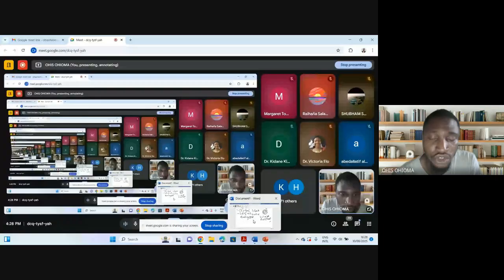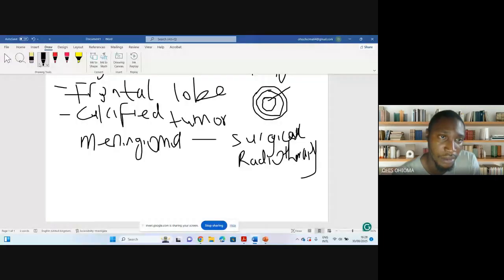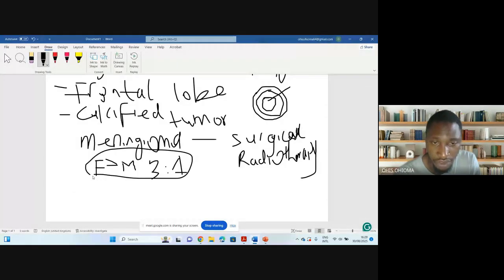So the meningioma is quite unique in its own way because it has a genetic predilection, it has a gender predilection, so it affects more females than males, right? Some authorities say the ratio is 3 to 1. So for every one male that's affected, 3 females are affected.